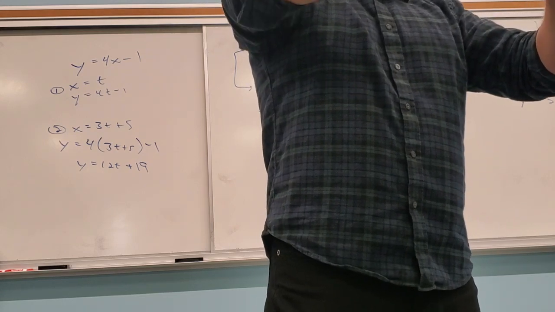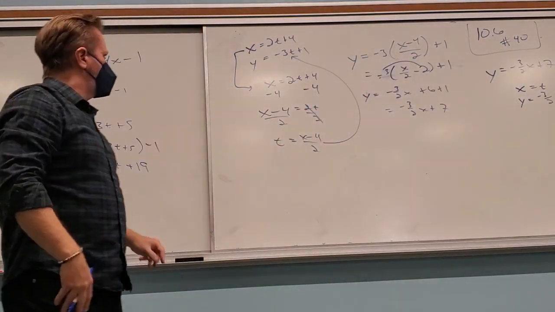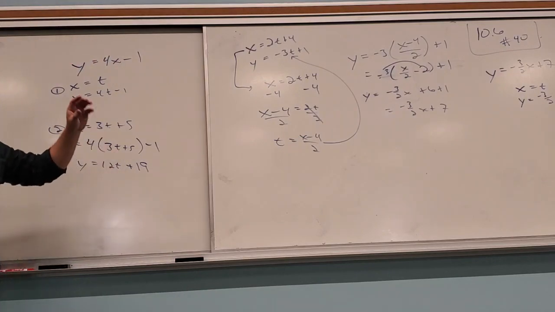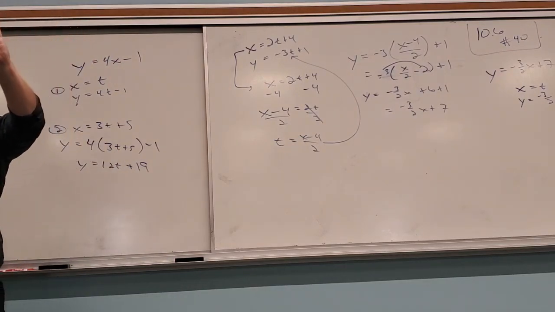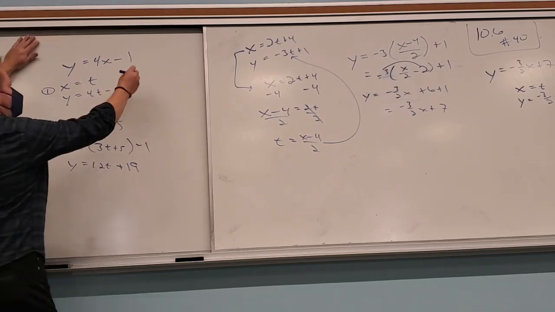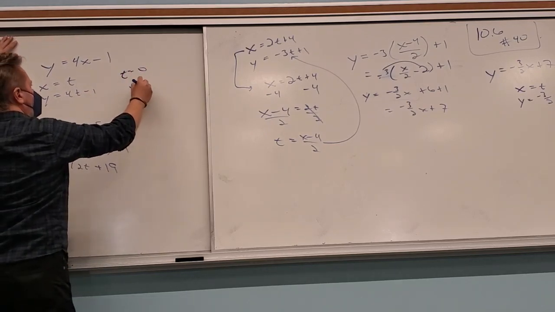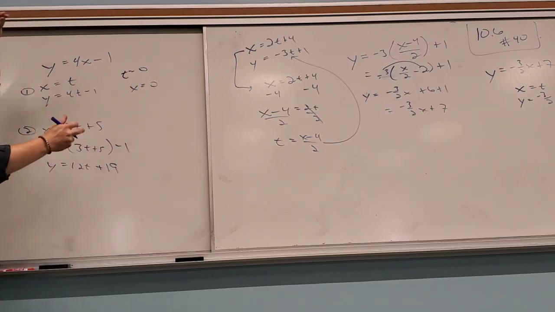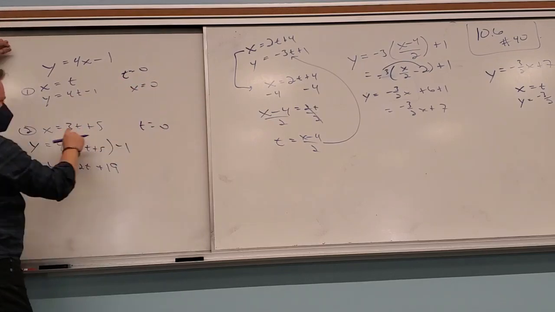So that's one reason why we call this t, because very often it does represent time. So if I think my comet at t equals 0 is at x equals 0, I could be wrong. Maybe at t equals 0, it's supposed to be at x equals 5.